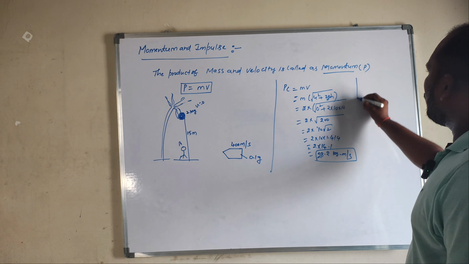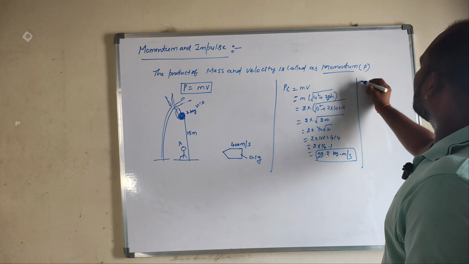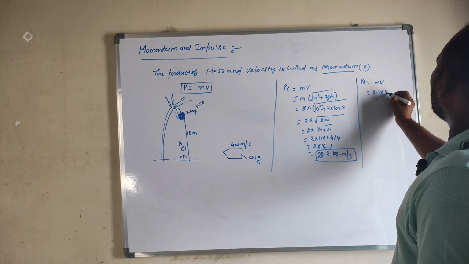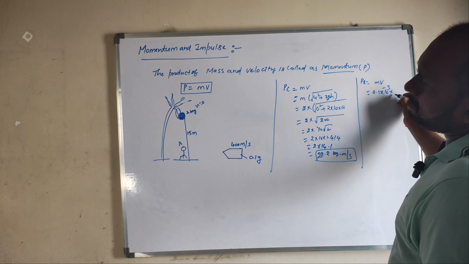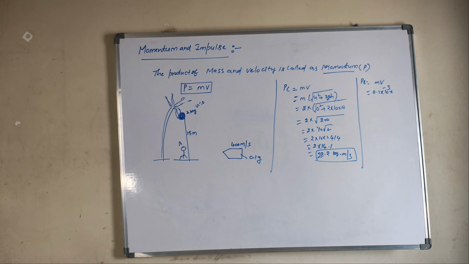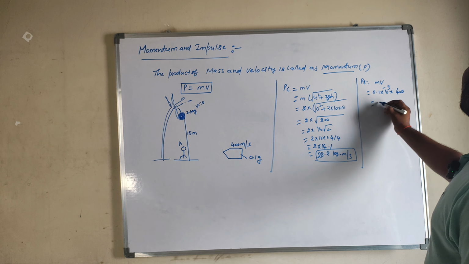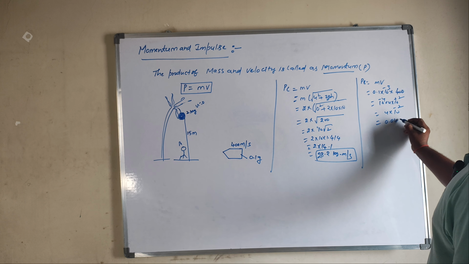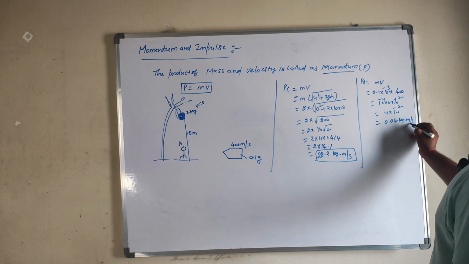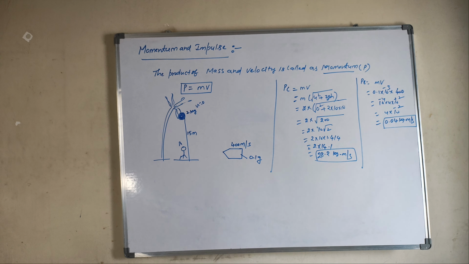Now let's see the momentum of the bullet, PB. Once again the same: m into v. The mass is 0.1 into 10 power minus 3, and the velocity is already given as 400 meters per second. So 10 power minus 4 into 4 into 10 power 2, which equals 0.04 kg meter per second. So finally, what have you understood, guys?